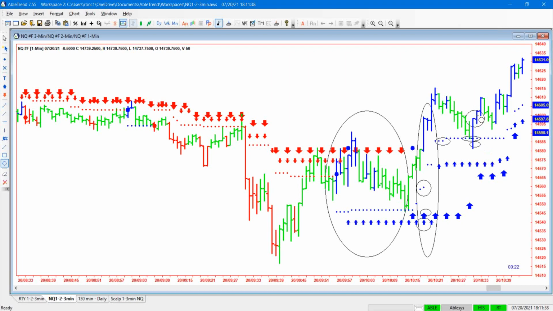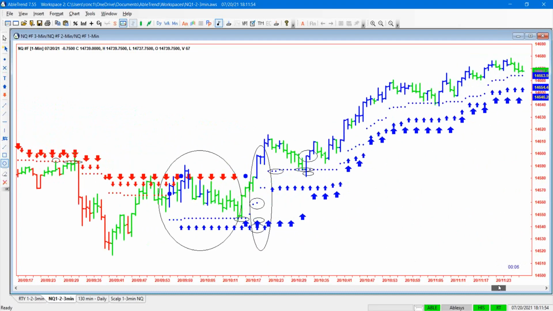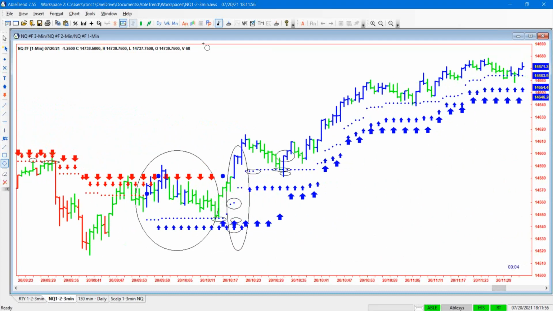You'll see 1,000 times it'll hit the blue dots, stop, go back up, just like right there. Stop, hit the red dots, and go down, just like there. Red means sell, blue means buy. So we went long over here at 14,600, and that one worked out real nice, real nice.